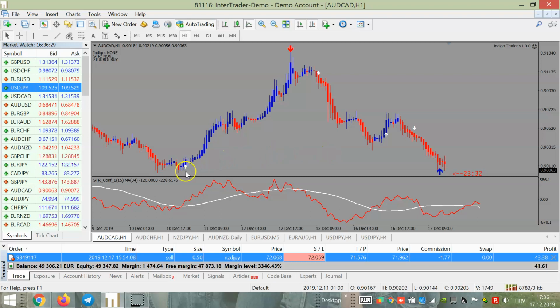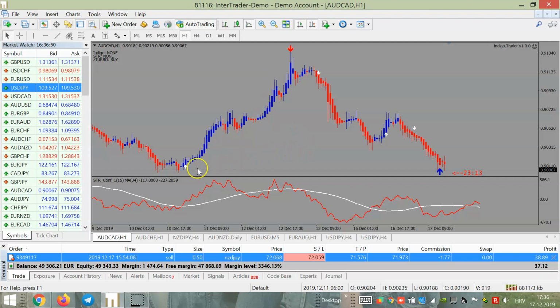If we have taken the trade here, it will be closed here. Or if the expert advisor will take a trade here, it will be closed here. So why is that good? Because it not only optimizes, it maximizes your take profit.